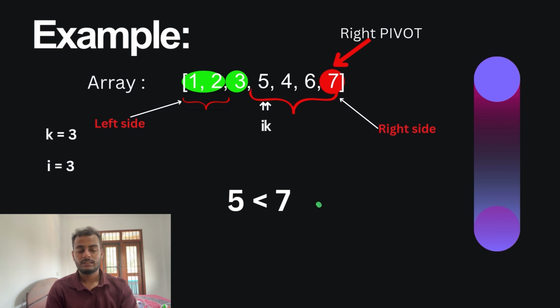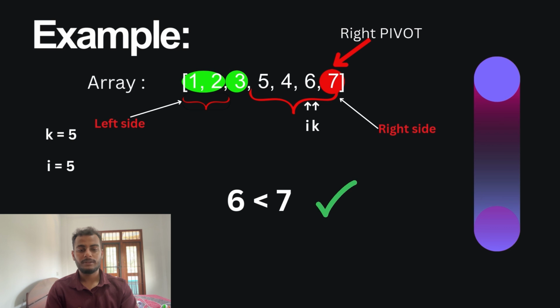No changes. k equal 4, element 4 is less than the pivot 7. Increment i to 4 and swap the elements at i equal 4 and k equal 4. No changes. k equal 5 is less than the pivot 7. Increment i to 5 and swap the elements at i equal 5 and k equal 5.